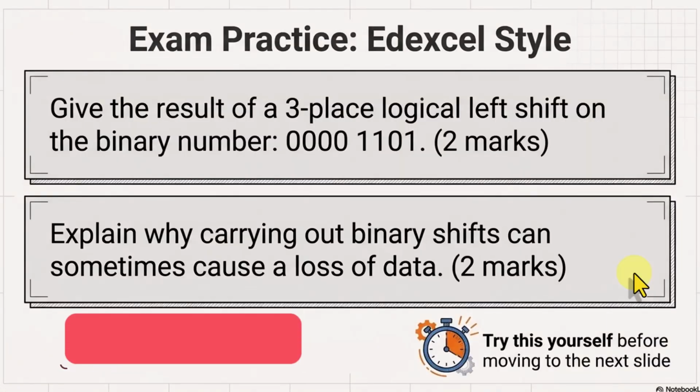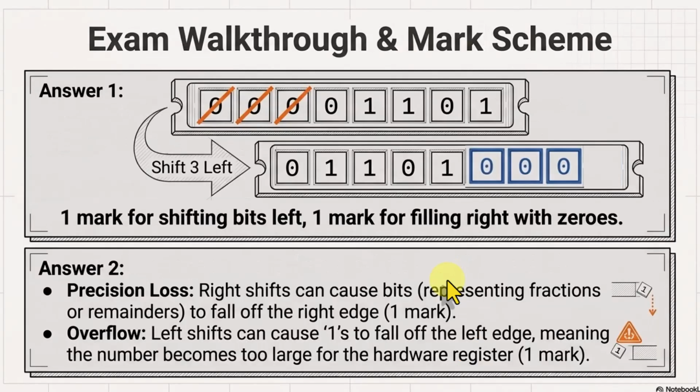Exam practice, Edexcel style. Give the result of a 3-place logical left shift on the binary number. Then read this question: explain why carrying out binary shifts can sometimes cause a loss of data. Pause the video, write the answer for these questions on a piece of paper, then play the video to check if your answers are correct or not.